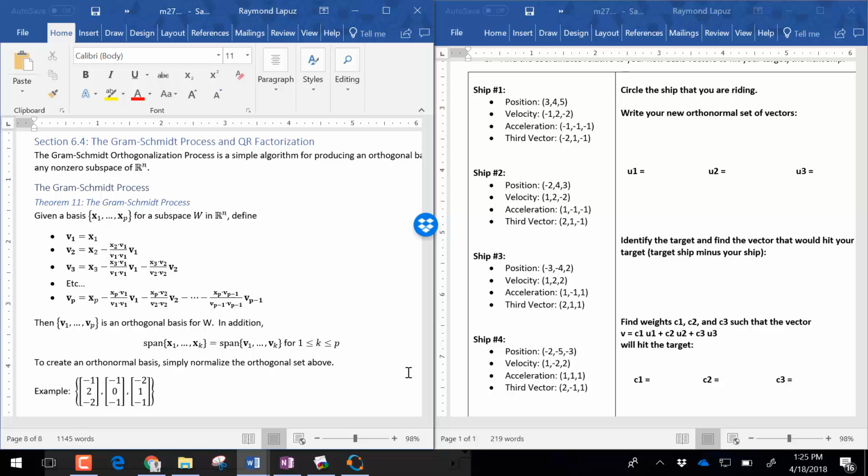You want the answer in terms of the basis vectors. I want the answer in terms of the basis vectors U1, U2, and U3, and these should be the constants that you're going to find. The other position minus your position.